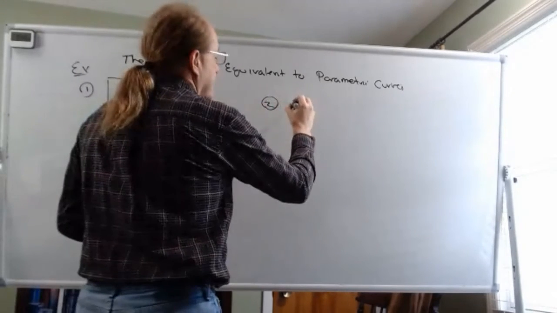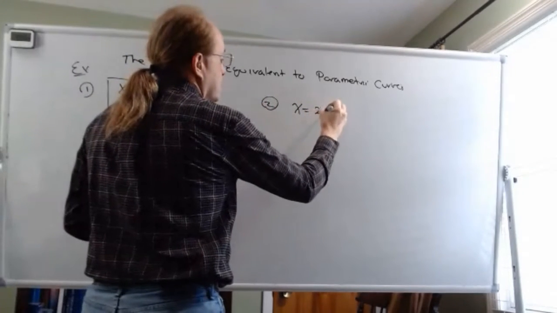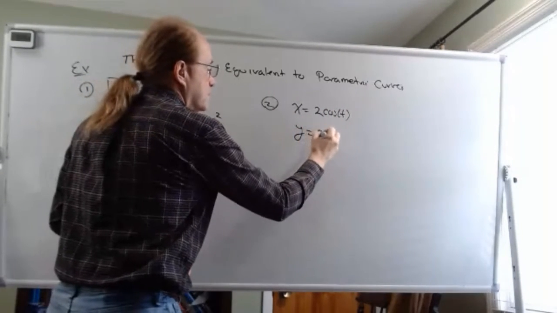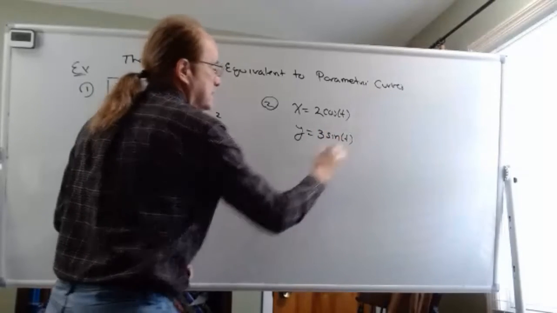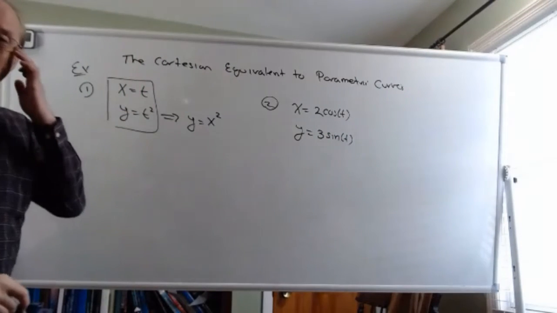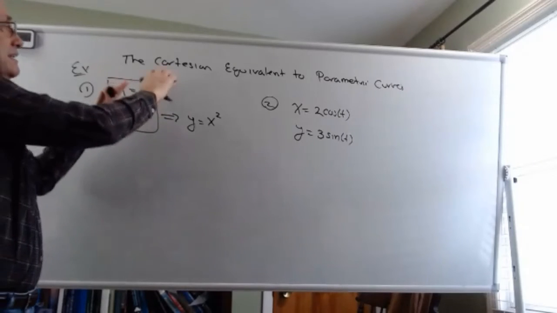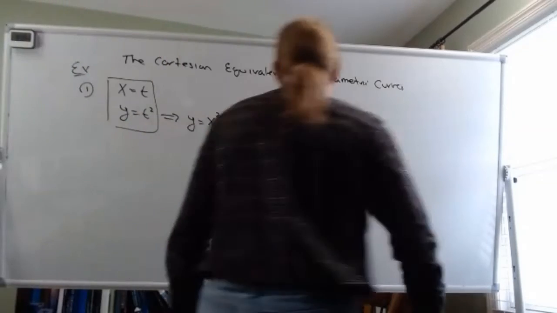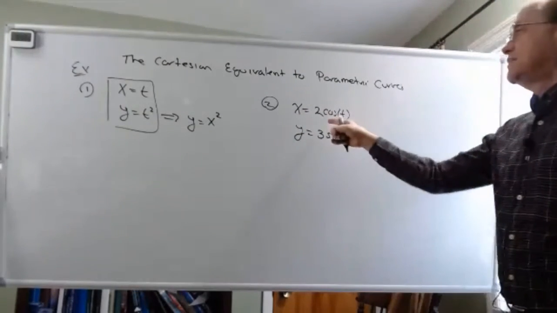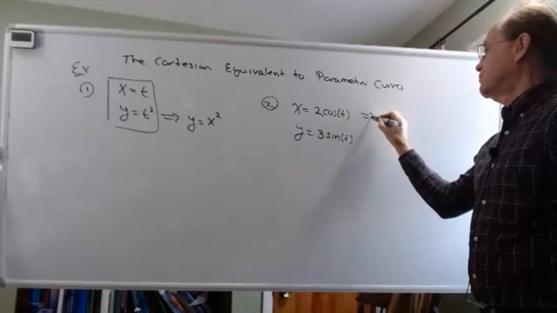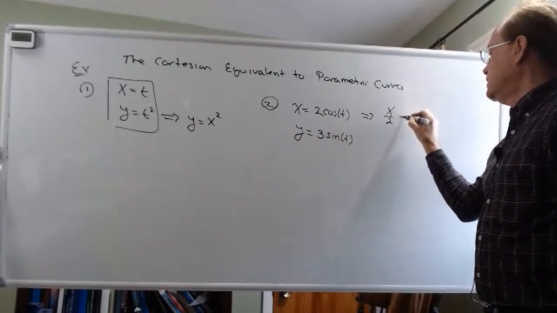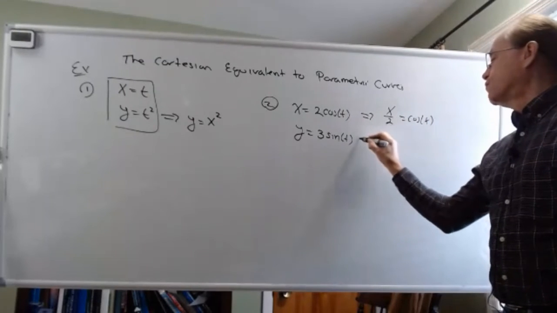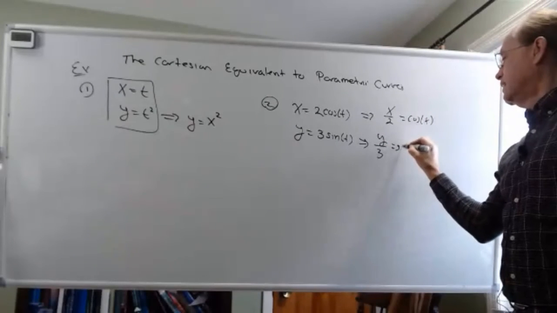Say, for example, I have x is equal to 2 times the cosine of t, and y is equal to 3 times the sine of t. Well, how do I in some way represent that without any t's, just x's and y's? Well, here's a little trick over here. I'm going to divide both sides of this by 2 and that by 3. So that's equivalent to x over 2 is the cosine of t. y over 3 is the sine of t.